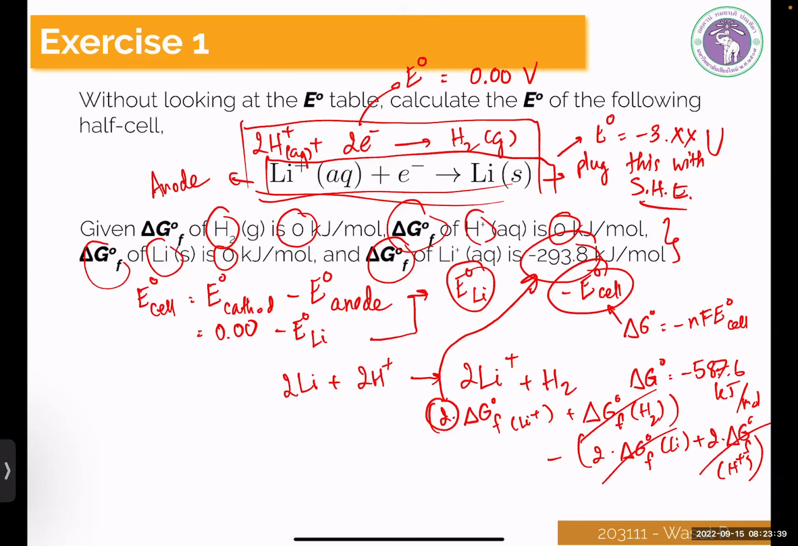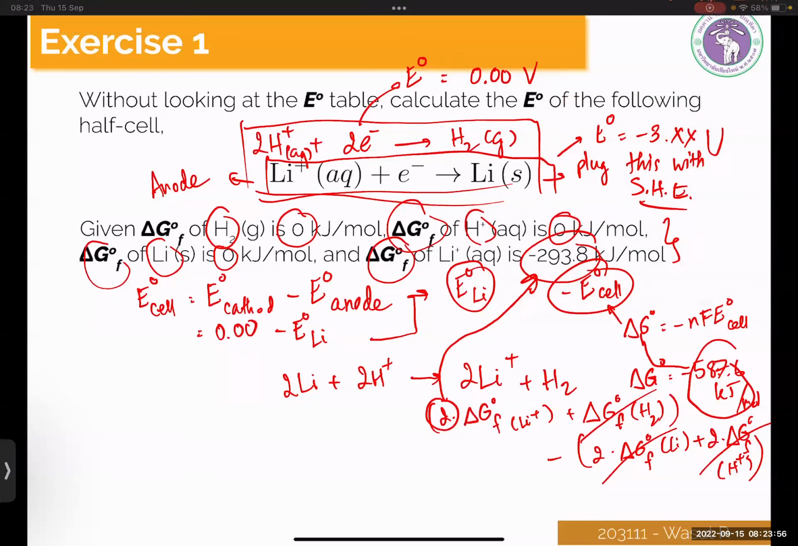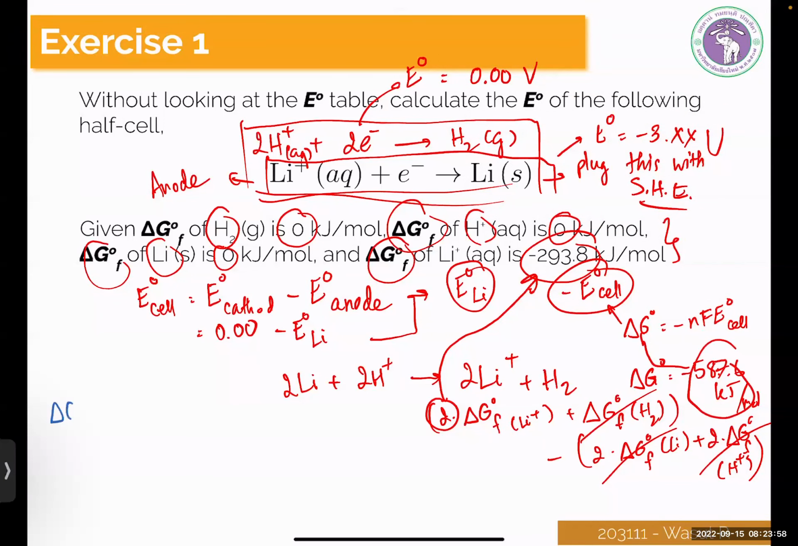So I will use this delta G naught to calculate my E naught of the cell, right? Delta G naught equals minus nF E naught cell. So E naught cell will be minus delta G naught over n times F. Right? Here we go.